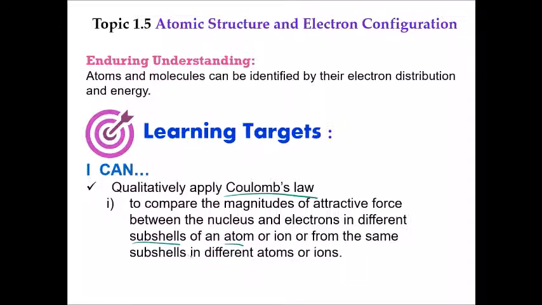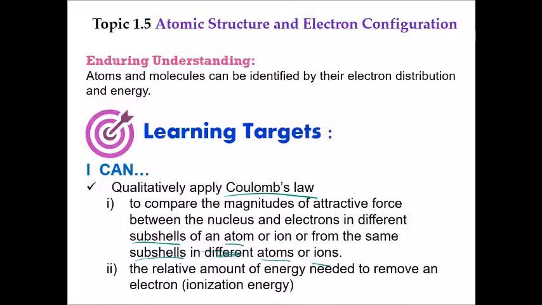And you're going to be looking at them from the same sublevels in atoms and ions, but they're different atoms and ions. The other thing that you're going to have to do with Coulomb's law is qualitatively apply the amount of energy needed to remove an electron, which is known as the ionization energy. Now, ionization energy is also a periodic trend, which we're going to revisit when we get to 1.7. They strategically place it here for their various reasons, but you usually know of ionization energy in the trend category.